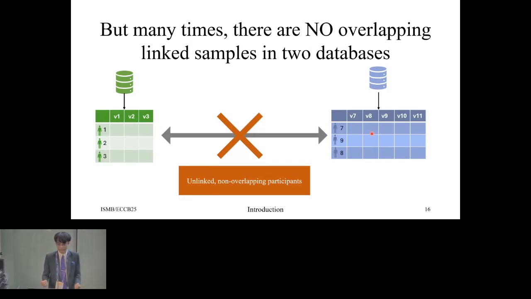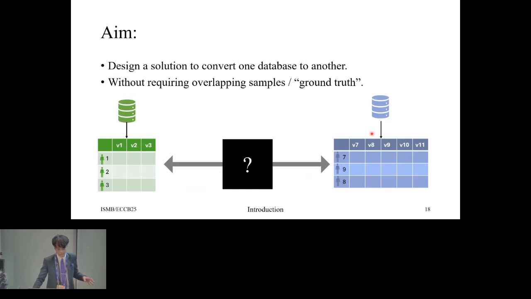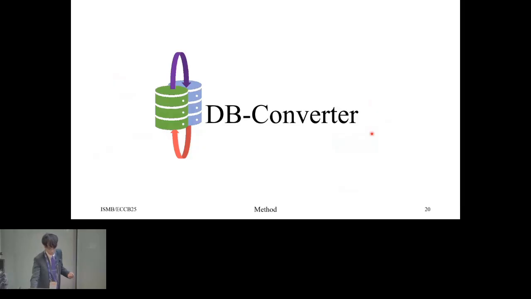We need to have the y and the predicted y and calculate the loss for each one so that we can train the deep learning model. That's how the field of deep learning works. However, we don't have any ground truth here. So our aim was to design a solution that would convert one database to another without requiring the traditional way of doing it with ground truth or overlapping samples. As I said before, we cannot use traditional supervised learning for this. So we present our tool, DB Converter.